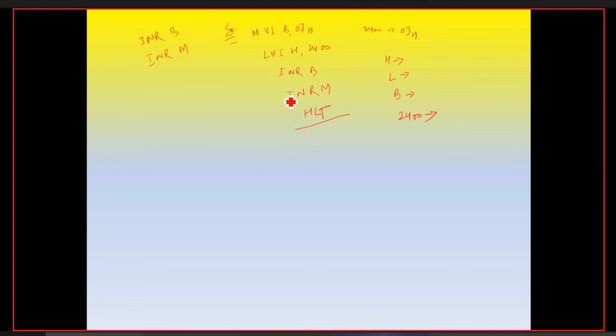Okay, not this simple, but this type of question will come to you if you go for GATE or the engineering services, or any competitive exam. Not this simple, but questions related to this 8085 instruction set will be there. What is the value of H, L, B and 2400? Tell me the answer.